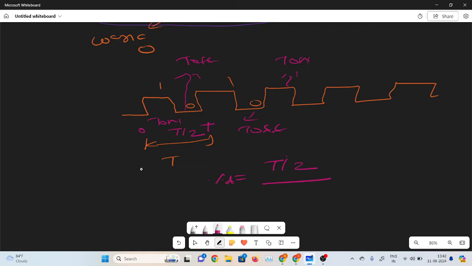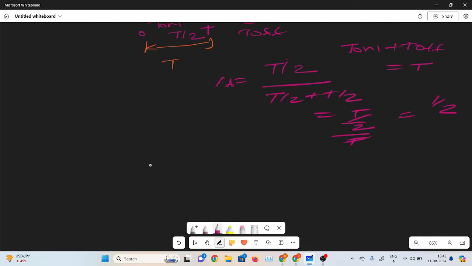T on plus T off is nothing but the total time period. So T on is T by 2, and T on plus T off is T by 2 plus T by 2, which is T. So it is T by 2 by T. If we cancel the T, that is 1 by 2. So 1 by 2, multiplied by 100, is a 50% duty cycle. This is the meaning of the duty cycle.